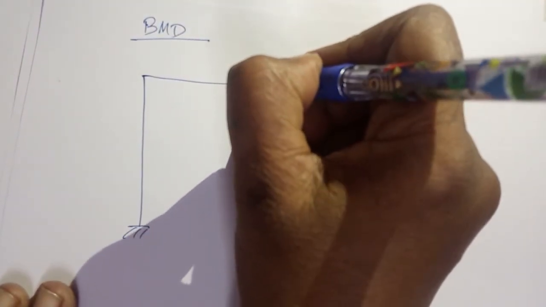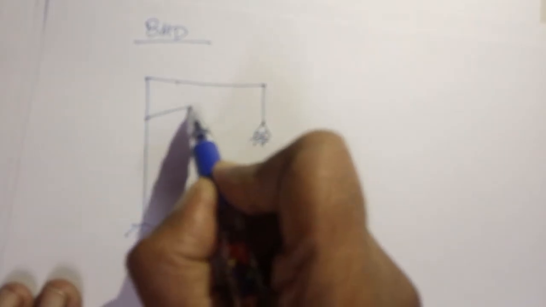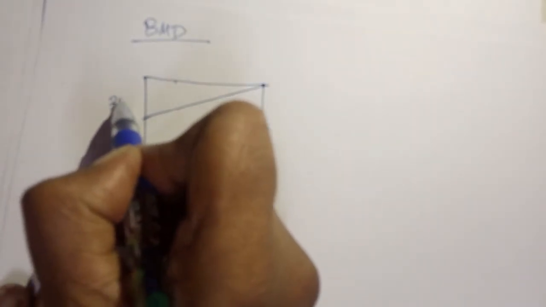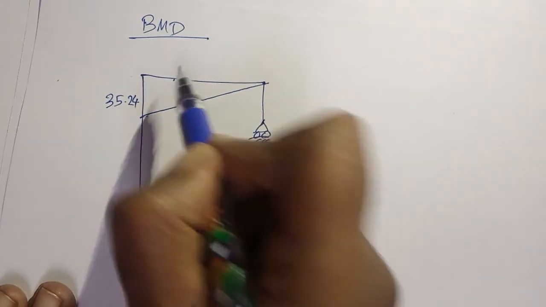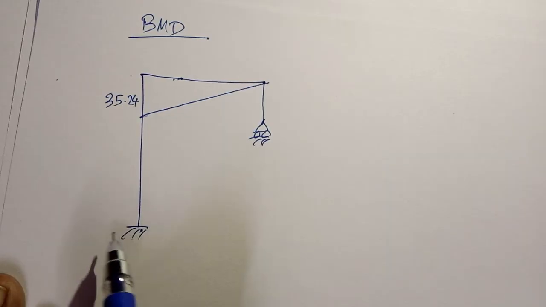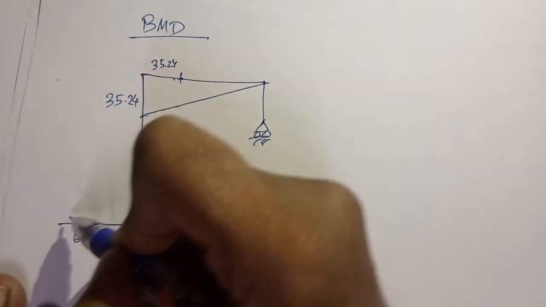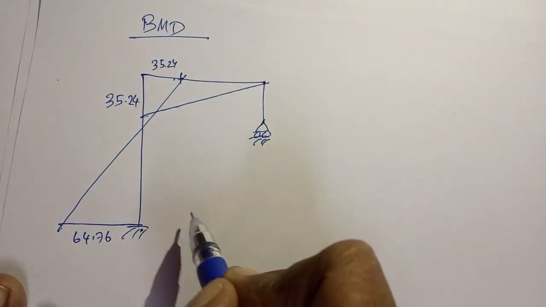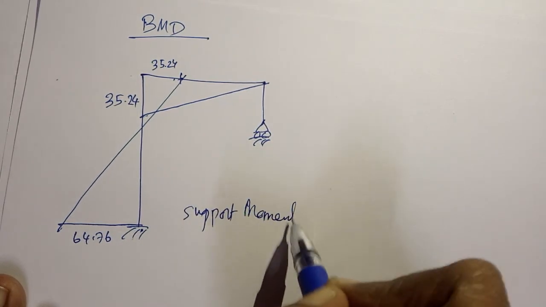We draw the bending moment diagram. We have got the values of MD 0, MC 0, MB 35.24. So 35.24 sagging means it is below the line. You mark 35.24. Same 35.24 at this point, and MA is hogging 64.76. So mark 64.76, and 35.24 here, and connect it. This is the support moment diagram.